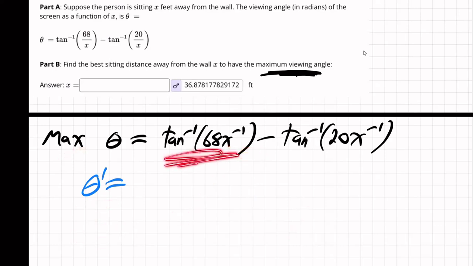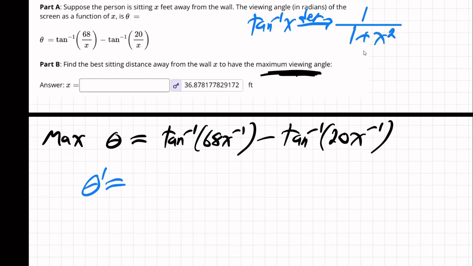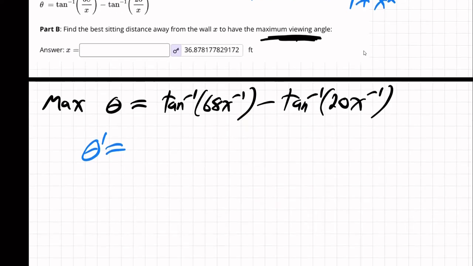Now, how do we take the derivative of inverse tangent? Well, we had the formula a while ago. I'll remind you. The derivative of inverse tangent of x is 1 over 1 plus x squared. Oh, okay, that's not too bad. So I'm going to write 1 over 1 plus, and then you take that whole argument, 68x to the minus 1, squared.